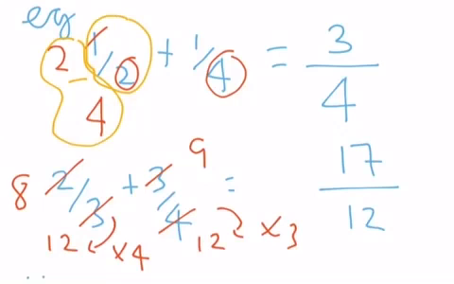And you notice that here we have a top-heavy fraction, which if we needed to or wanted to, we can convert into a mixed number. So we look at how many 12s go into 17. The answer is 1. What's the remainder? Well, 17 minus 12 is 5. So you'll have 1 and 5 over the original denominator, which is 12. So 1 and 5 over 12. So that is your addition of fractions.